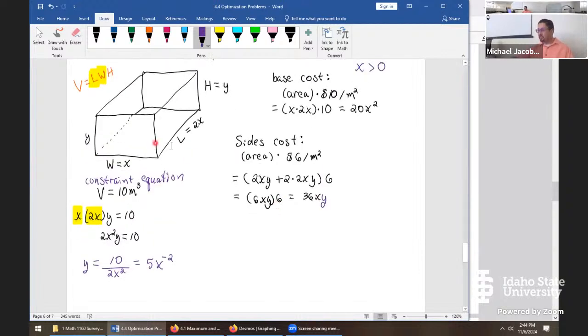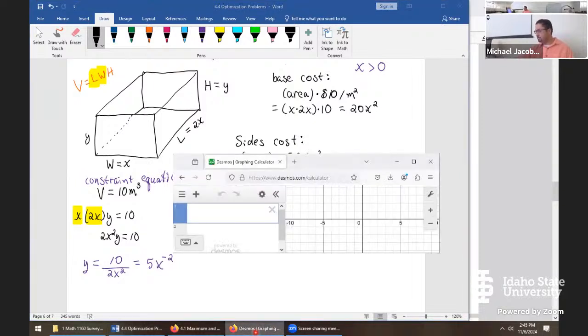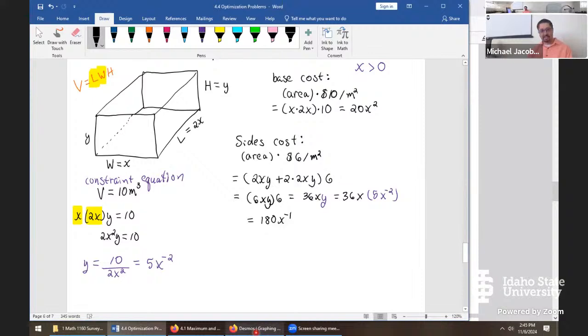Okay, so we're minimizing the cost of this box. We're not asking what the box is used for. Working through the constraint, we have a new value for y, and we can say over here, the side's cost is now equal to 36x multiplied by the value for y, 5x to the power negative 2. And so altogether, this comes out as 36 by 5. I think that's 180 x to the power of -1. Let me double check, just in case we need a calculator, these numbers are getting a little bit wild.